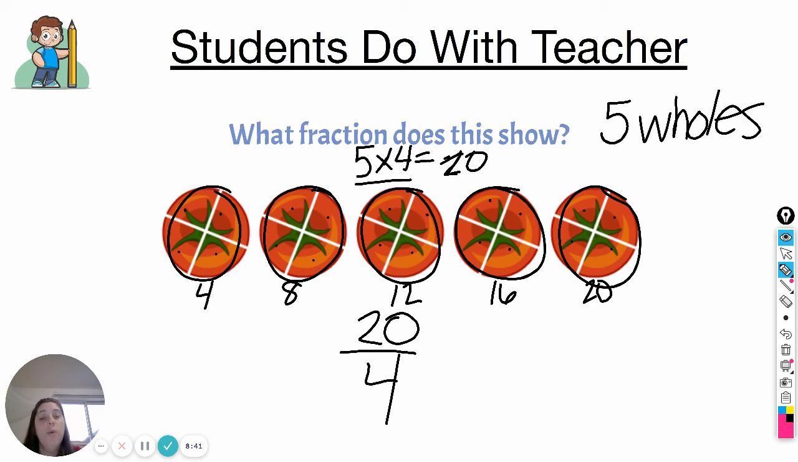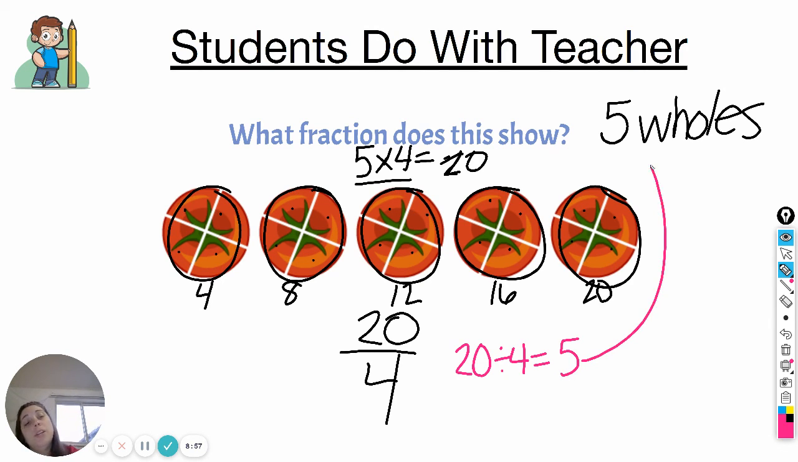Now we can always check our work by doing 20 divided by 4. Count by 4s till we get to 20. 4, 8, 12, 16, 20. Took us 5 times, which is 5 wholes. So 20 fourths is really the same thing as having 5 wholes.